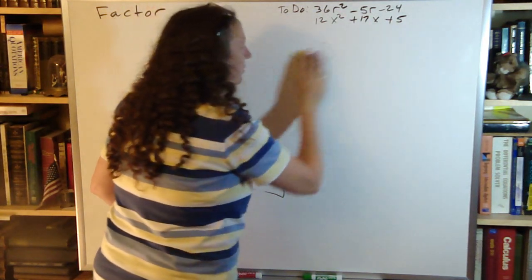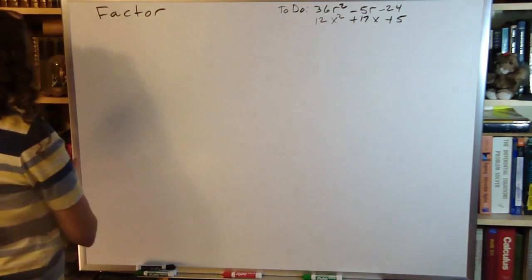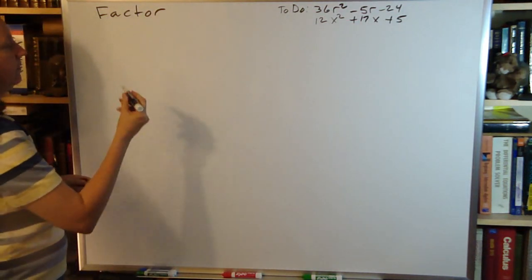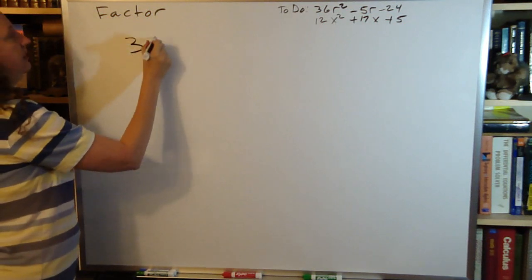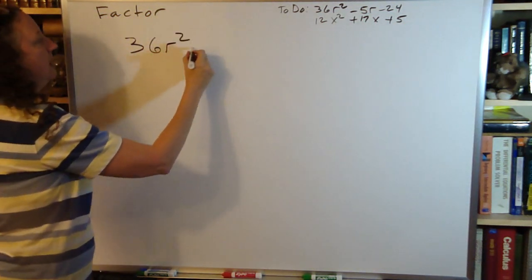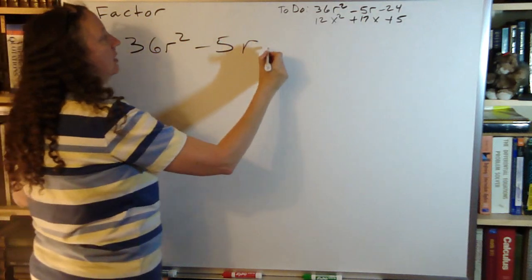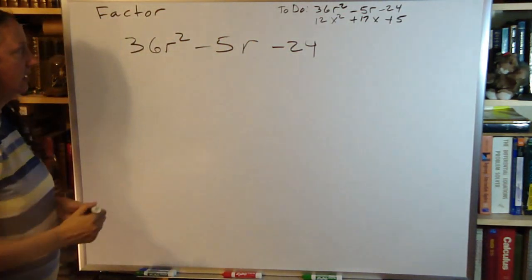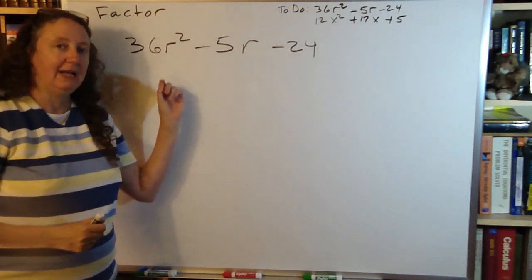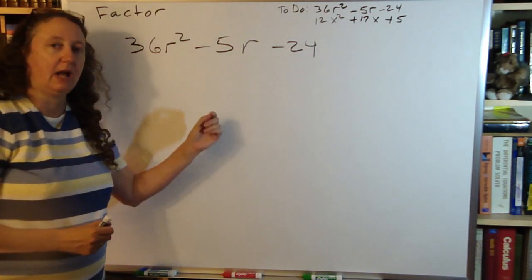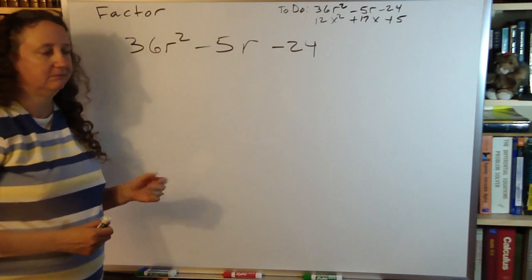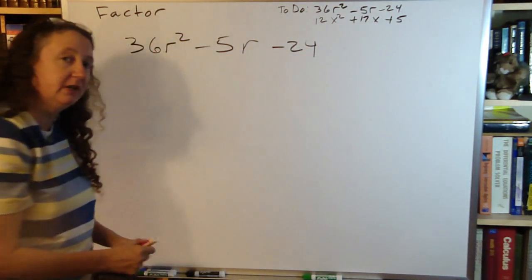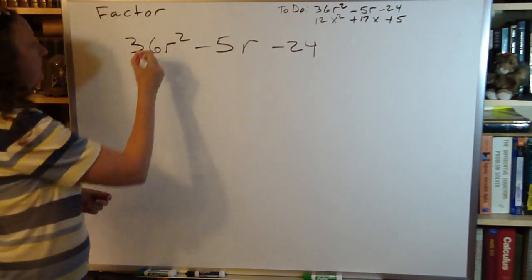Okay, the next one we're doing is a little longer and harder. We have this 36r squared minus 5r minus 24. Can I factor any number or any letter out of all three terms? No. So I'm going to identify my A, B, and C.